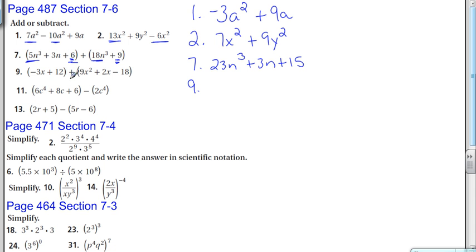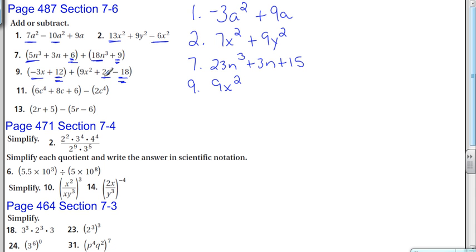For number 9, same thing. I have an addition sign between my two sets of parentheses, so these parentheses do not matter, so I'm going to ignore the parentheses. So I don't have anything that's like 9x squared, so I'm going to keep it. Notice I'm always starting with the highest exponent first. But negative 3x and 2x are like terms, and 12 and negative 18 are like terms.